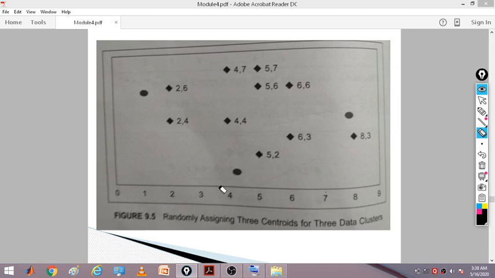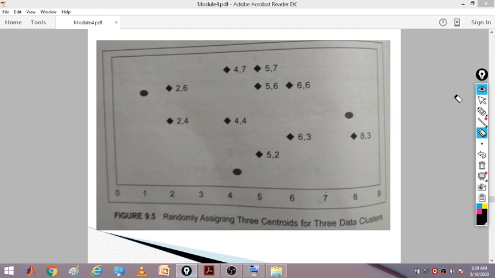For each data point, you calculate the distance from this point to this centroid, and the distance from this point to the other centroid, and from this point to another centroid. Like that, you do it for all the points. For this one, from here to this, from here to this one, and from here to this centroid point.